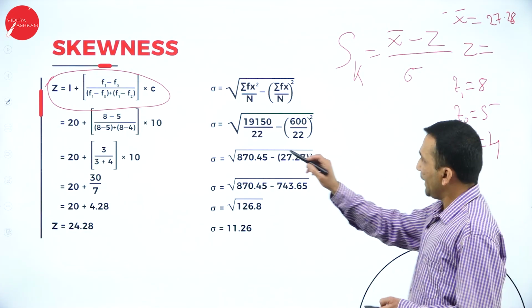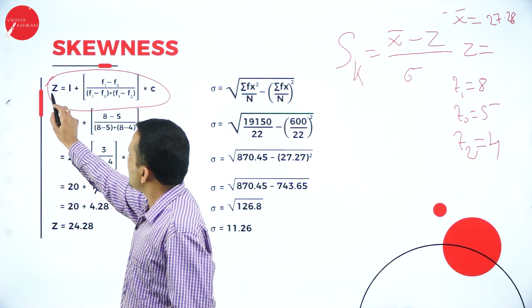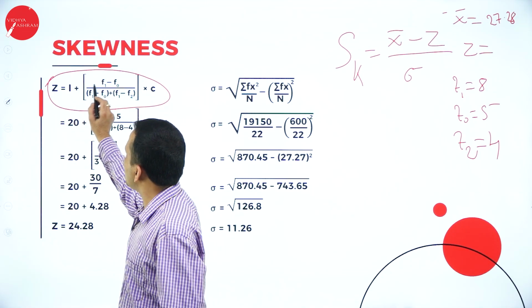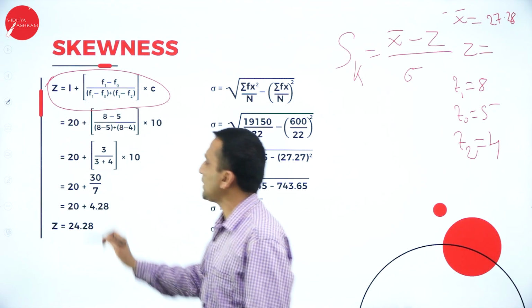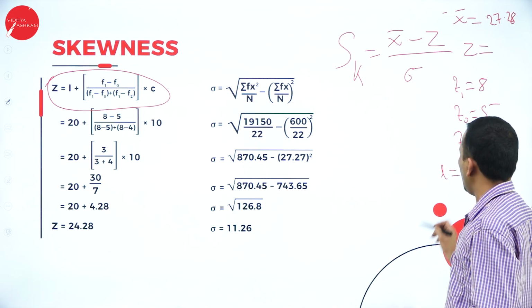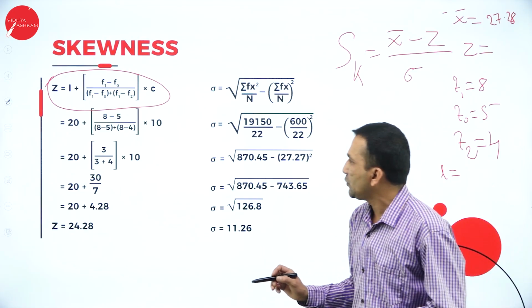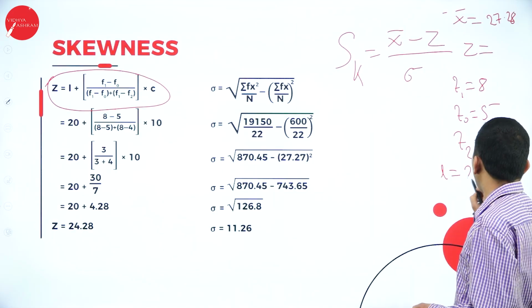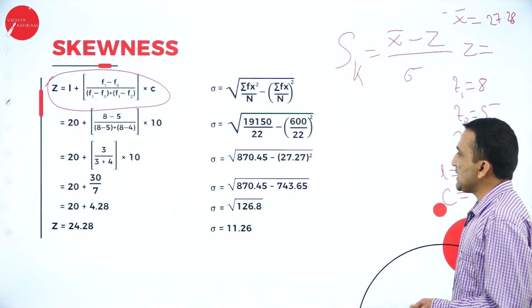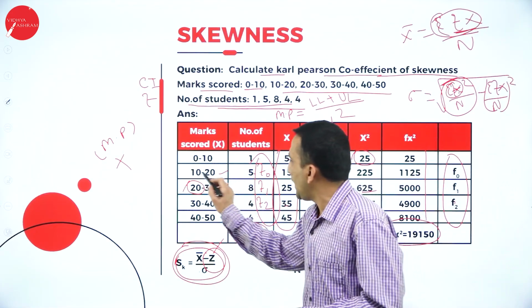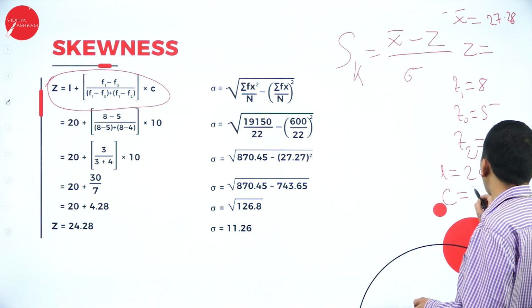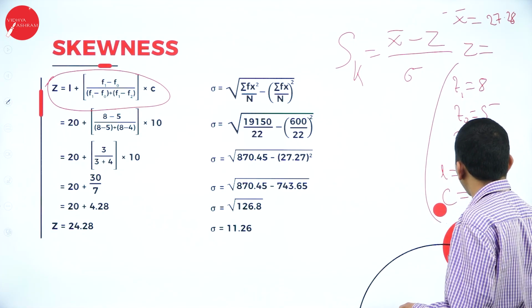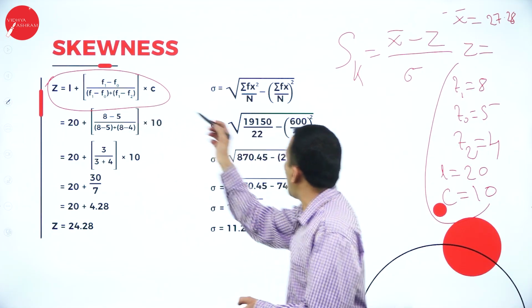Okay, now this formula is having Z is equal to lower limit plus F1 into C, each class width. The lower limit value we need to observe from the highest frequency. From the highest frequency, the lower limit is 20. C stands for class width. Each class has a difference of 10. Now whatever the formula has, we got the values.